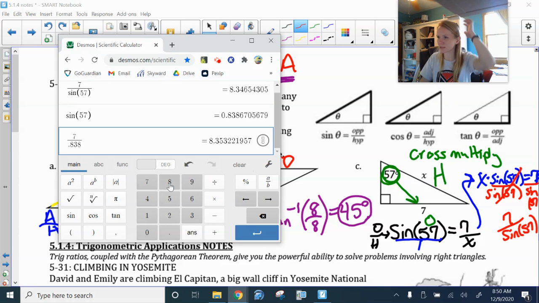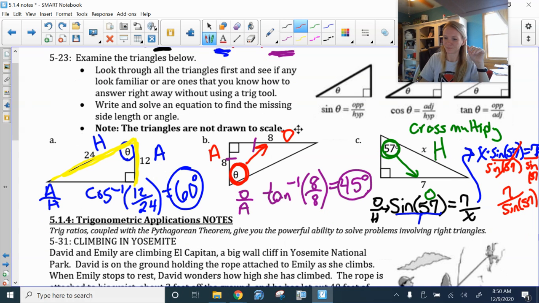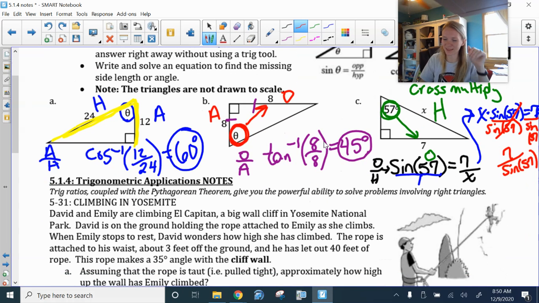So that's one of the big things I know people have had issues with in the Delta Math program: they're not using enough decimals. If you just use the exact value, the sine 57, you know you're going to get the answer right. I said 8.35, right? There we go. There's our answer.